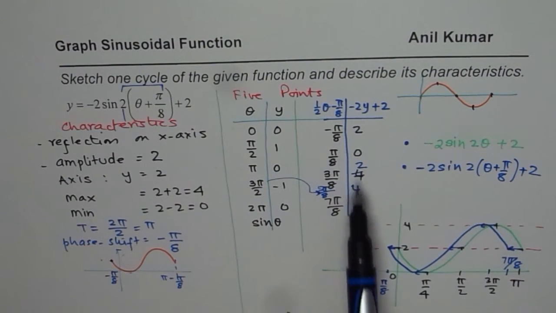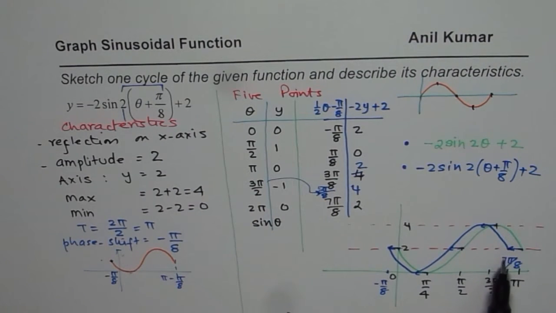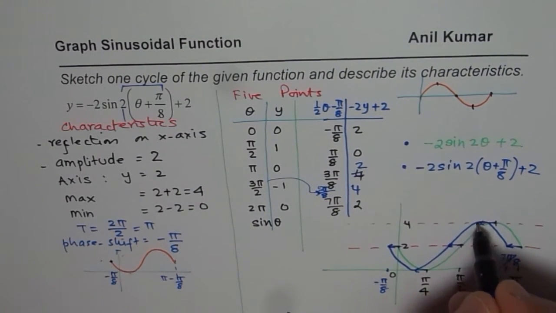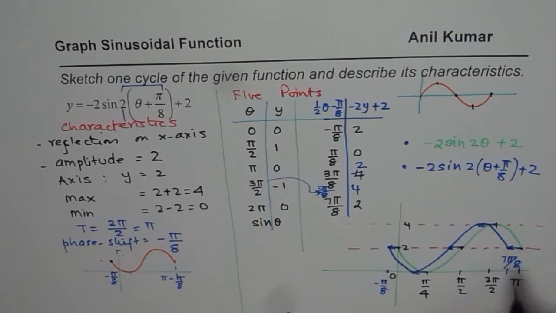You could also use your points to get the 5 points accurately placed, right, and get a very perfect graph, right? I hope these steps help you to sketch a sinusoidal function.